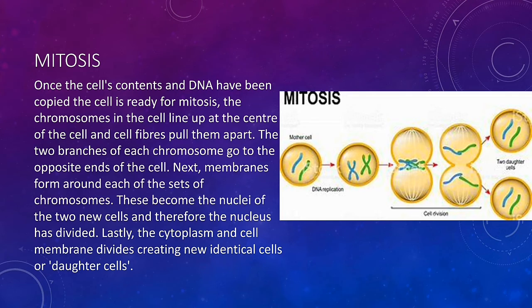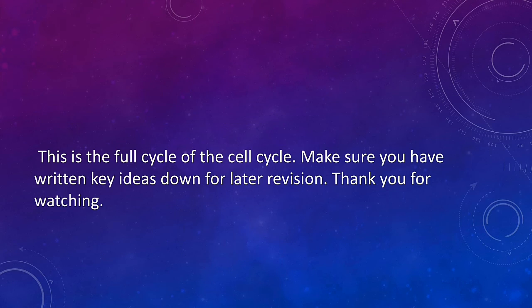Next, membranes form around each of the sets of chromosomes. These become the nuclei of the 2 new cells, and therefore the nucleus is divided. Lastly, the cytoplasm and cell membrane divide, creating new identical cells or daughter cells. This is the full cycle of the cell cycle.